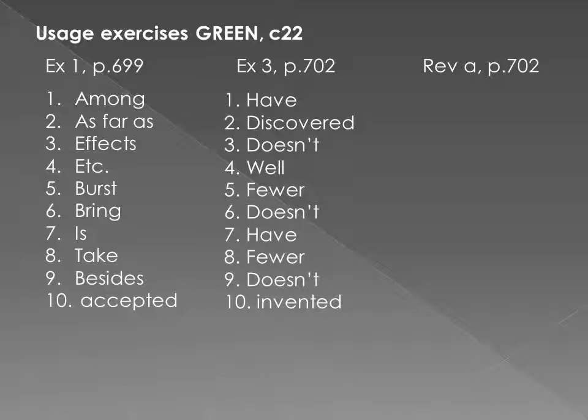Okay, next one, review A, same page. We'll just keep going. Now this one we have to get rid of something and replace it. So number 1, we cross off of and replace it with have. Number 2, get rid of discovered. Cellular phone system was invented. Number 3, effecting my powers of concentration.